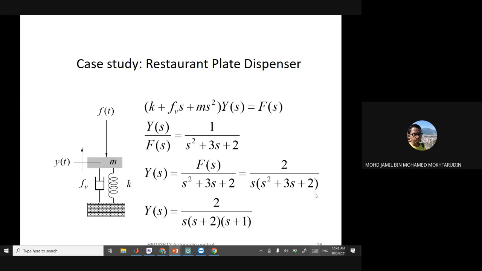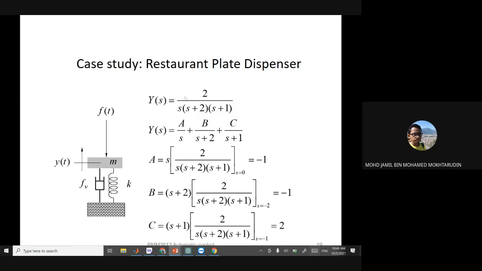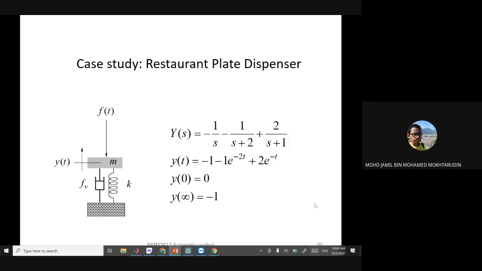So you use partial fraction. Okay, so that's why you learned about partial fraction yesterday. So this is how it is used. So from the fraction, you use partial fraction. You determine the constants A, B, and C. And then you get Y(s) in terms of fractions.